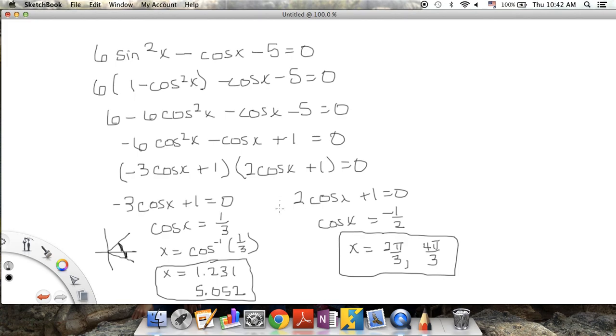Remember, we're looking for primary solutions, so we're only looking for those ones that would be from 0 to 2 pi, not including 2 pi. Make sure you've read this section and taken good notes so we can go over it next class.